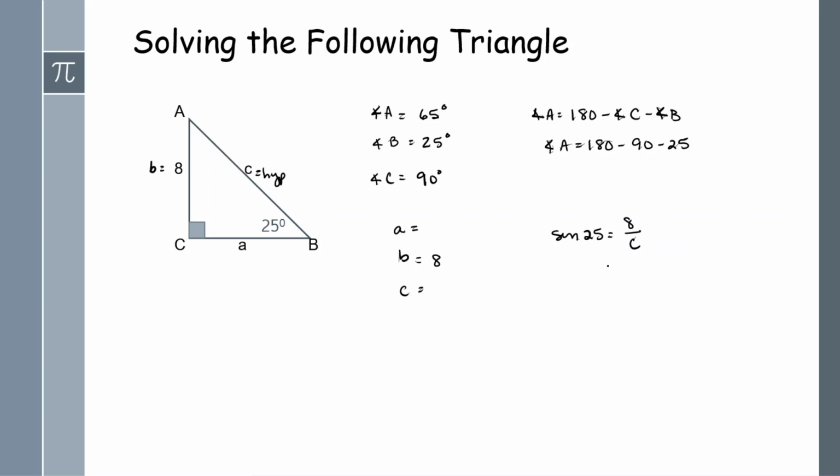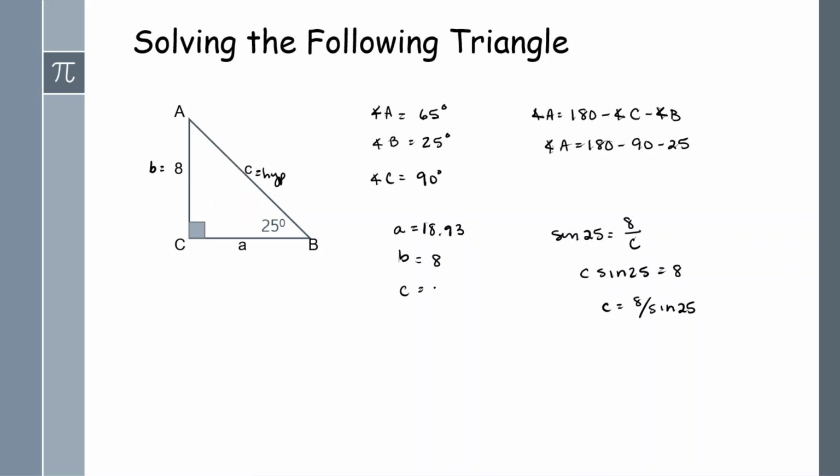Then if I cross multiply, I get C times the sine of 25 equals 8, and so I can do 8 divided by sine of 25 to get C. And that gives me 18.93.